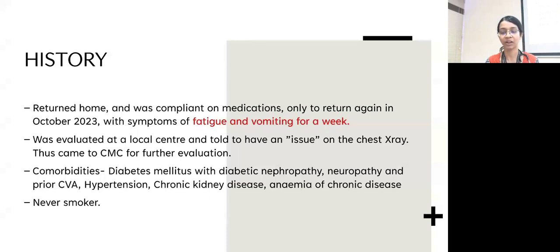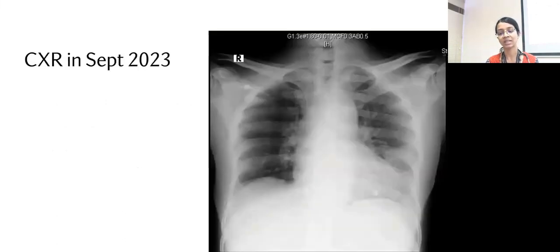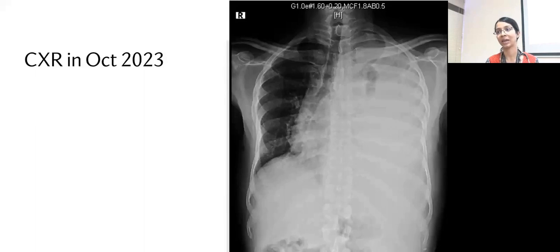His symptoms were actually fatigue and vomiting for a week. He went to a local chest X-ray and they said, there is a problem, go back to CMC. Now, comorbidities wise, diabetic, hypertensive, and never a smoker, CKD secondary to diabetic nephropathy. This was his chest X-ray when he left us in September. Okay, and this is his chest X-ray when he came back in October.